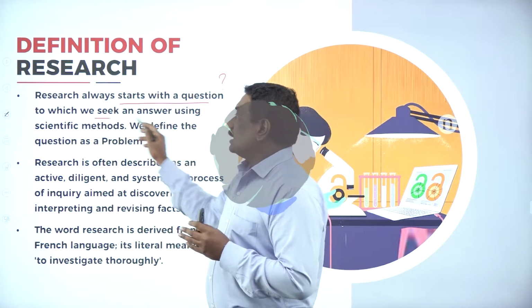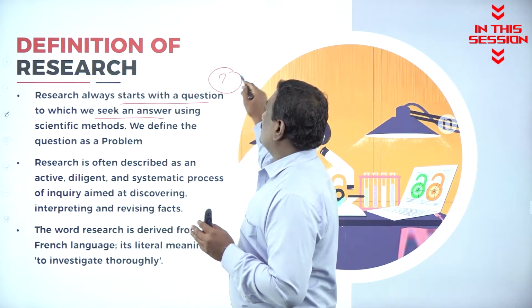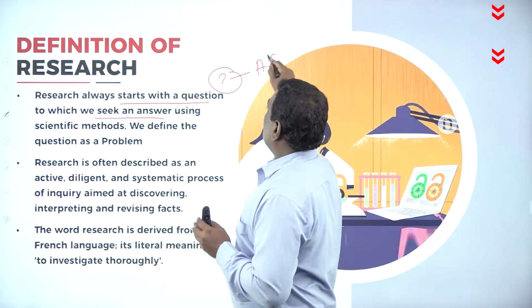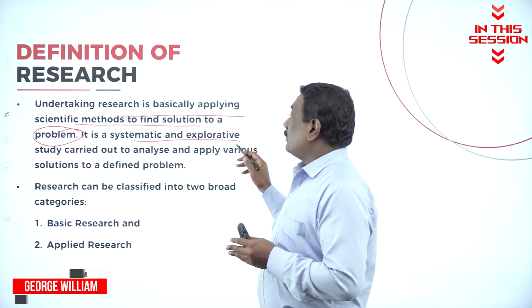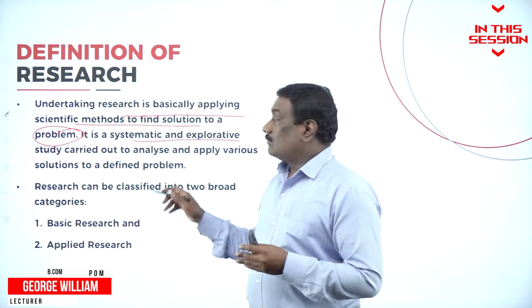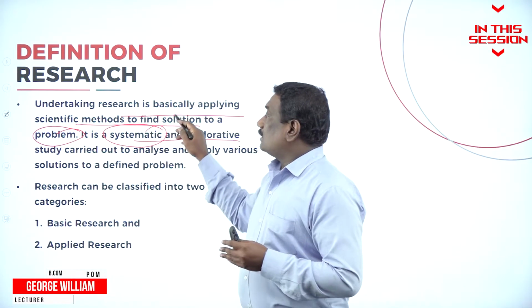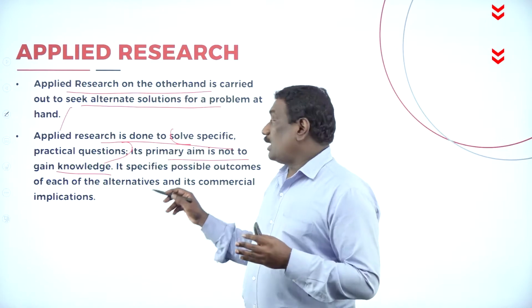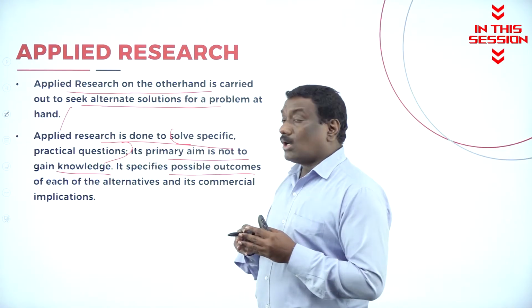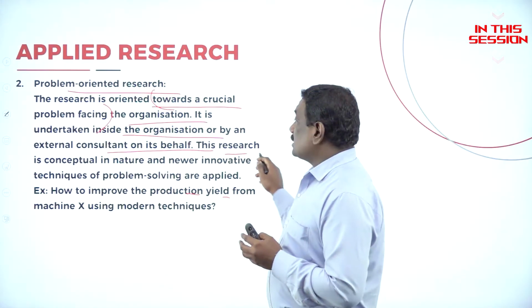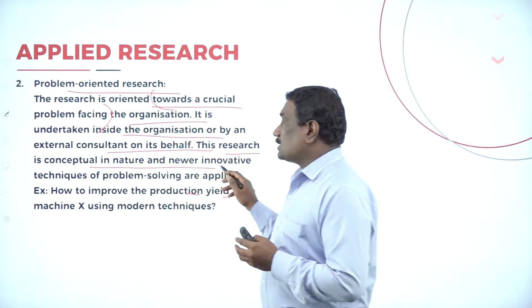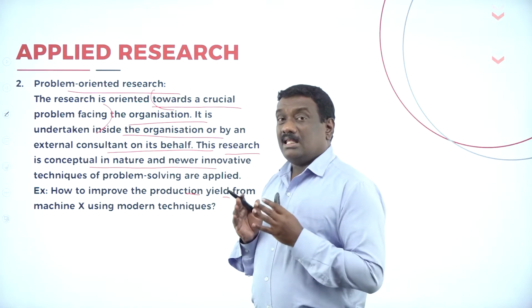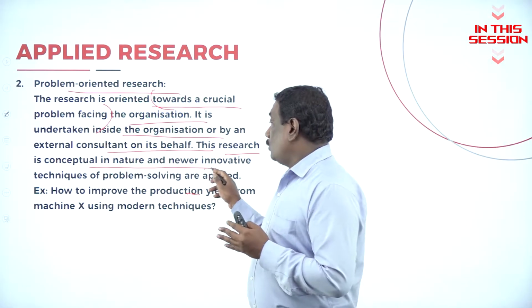So which will seek an answer. So when you do the research for this question, finally you will get an answer or it will be a solution. Now this is a systematic method and it is explorative. So it is systematic because everything will be perfect here. So its primary aim is not to gain knowledge, but it specifies the possible outcomes. It will tell you. So this research is conceptual in nature. It is conceptual in nature and also it is very new, innovative.